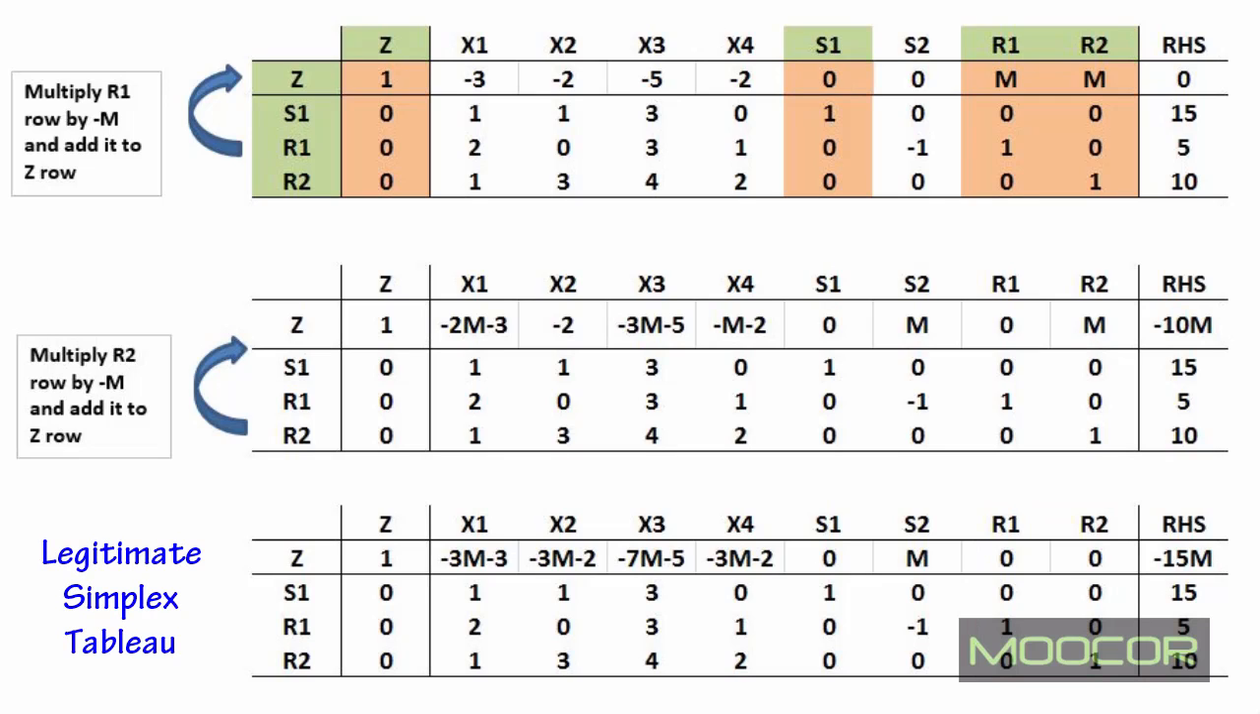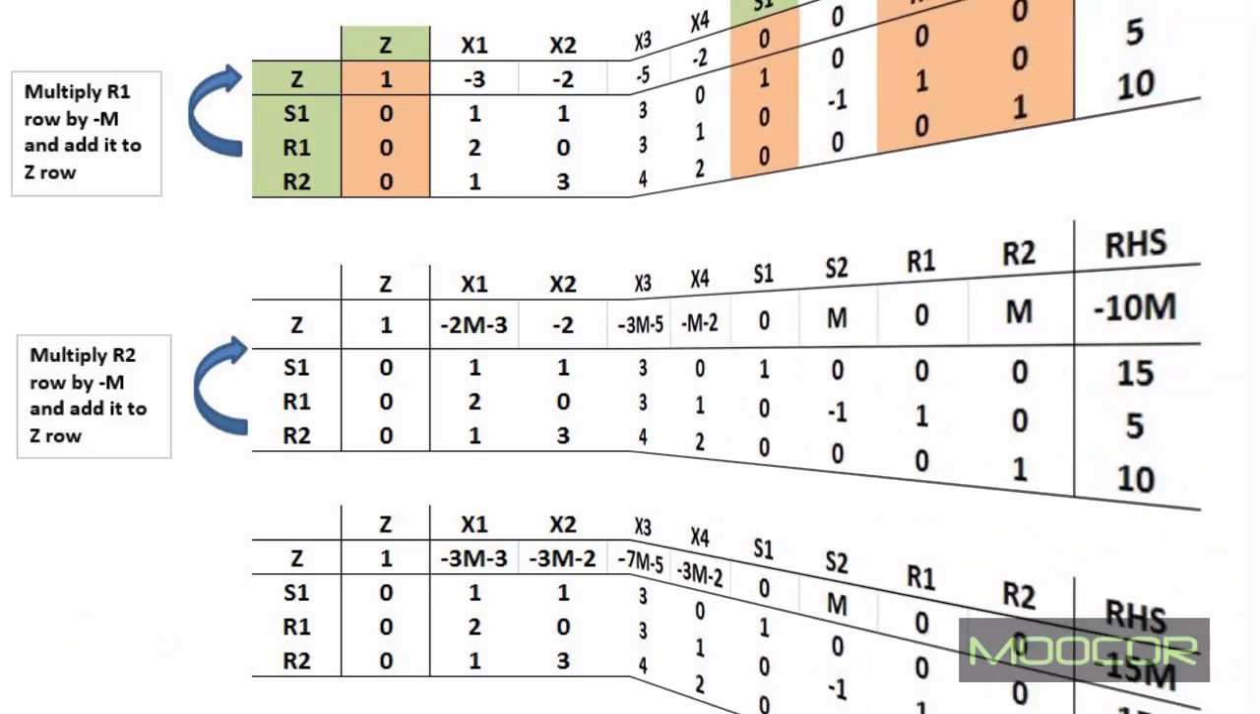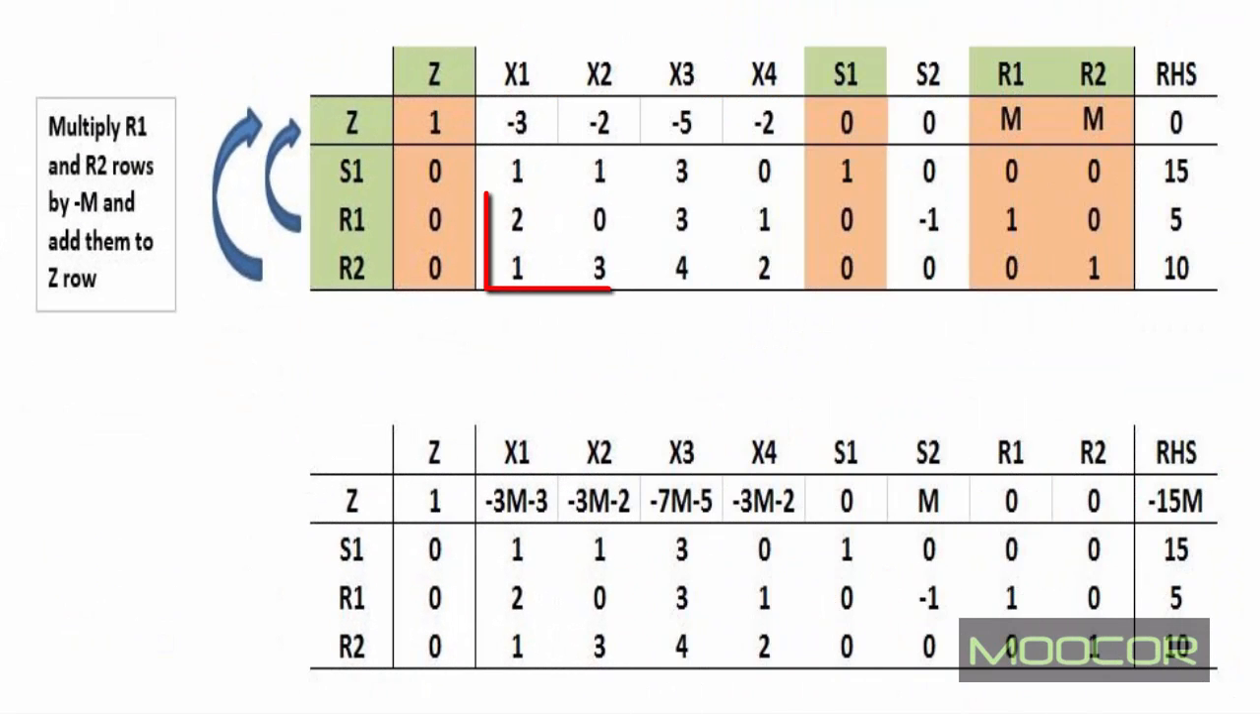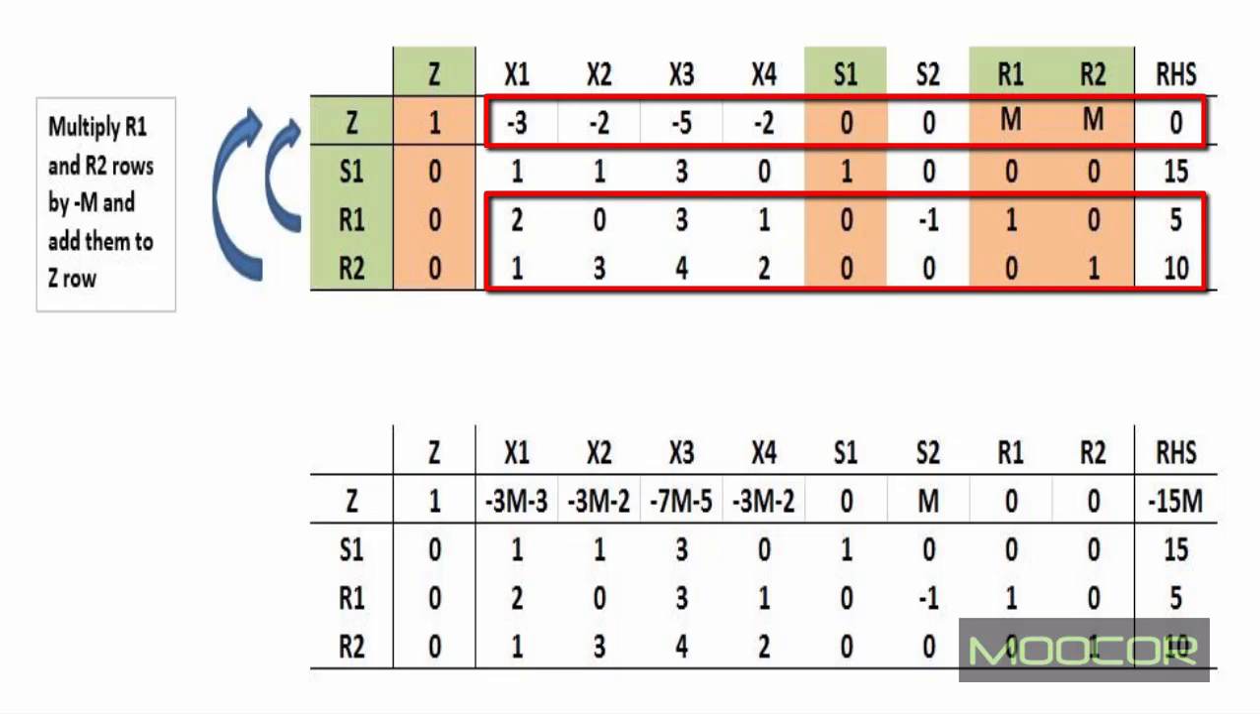And this legitimacy is only referring to the basic variables being associated with an identity matrix or having the right format. Instead of doing it row by row, I can actually combine the rows together. If in this case I have R1 and R2, the only thing that I have to do is just add the coefficients for each column and then multiply it by -M and add it to the 0 value.